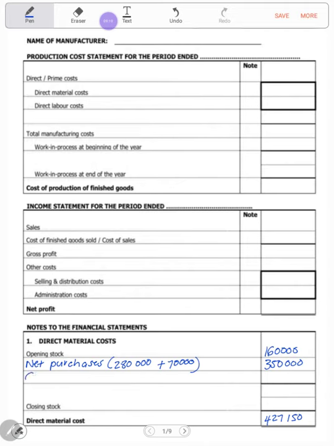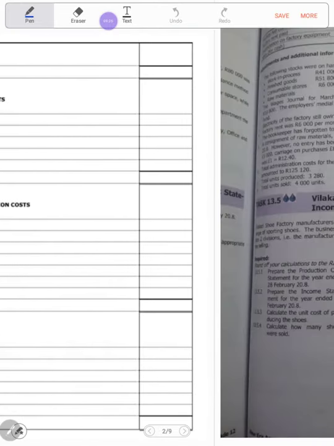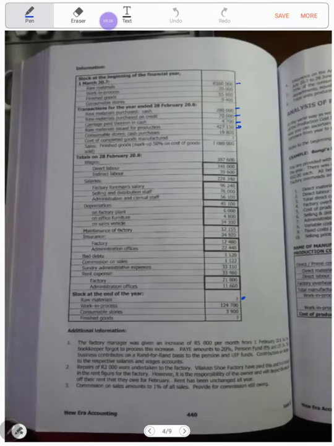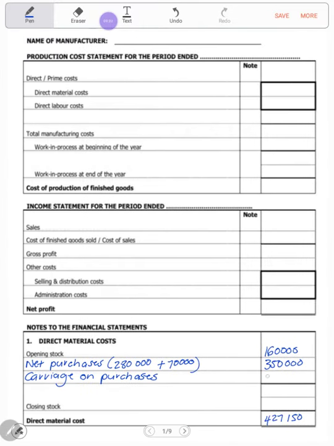All right, not forgetting carriage on purchases. What is carriage on purchases? You are paying for a delivery expense. You are paying for your goods to be delivered. And that amount is 4,700 Rand. So if we add all those three figures up, we will get a total of 514,700. What totals am I speaking about? I'm talking about these three figures. I'll add them up in order to get the total.